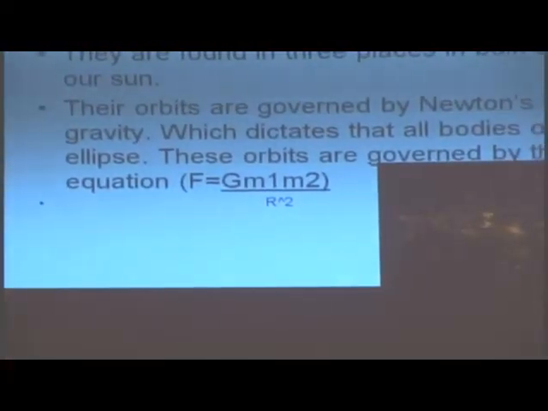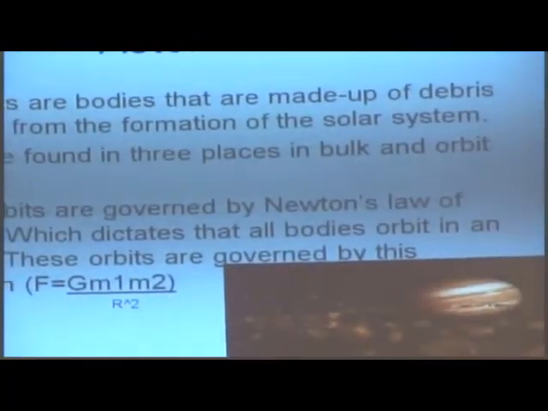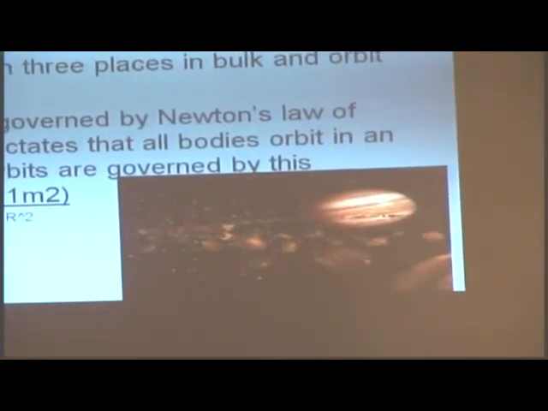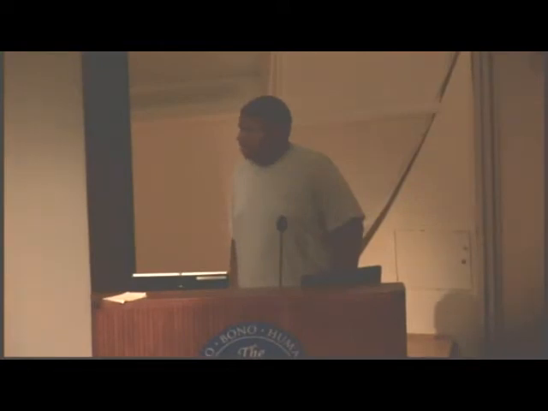Sorry, F is the force of gravity exerted upon an object that's orbiting around another object. G is the gravitational constant, and as the name implies, a constant is just a constant variable. It never changes in value. M1 will be the mass of the sun, and M2 would be the mass of the asteroid. R equals distance, and that is raised to the 2nd power.